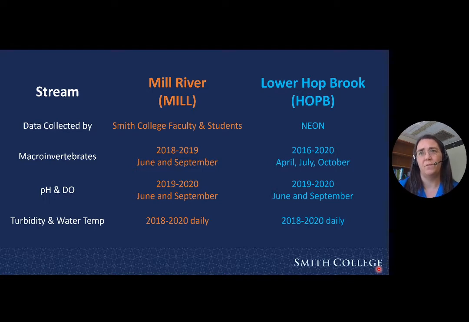pH and dissolved oxygen were measured in the Mill River during macroinvertebrate sampling in the same locations that the macroinvertebrates were sampled. However, all the Lower Hop Brook water quality measurements were made from stationary probes that were measuring water quality continuously in one location. In the Mill River, we also had turbidity and water temperature probes that were in stationary spots that measured continuously in that same location. In the case of the pH and the dissolved oxygen, I just matched the precise time and day that I measured things in the Mill River to those same days and times and measured in the Lower Hop Brook.